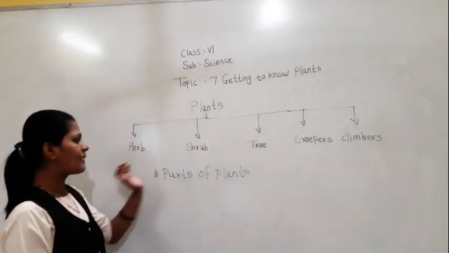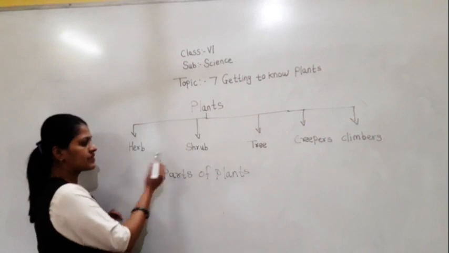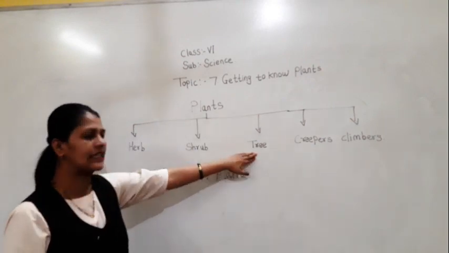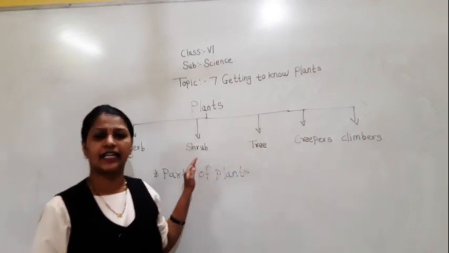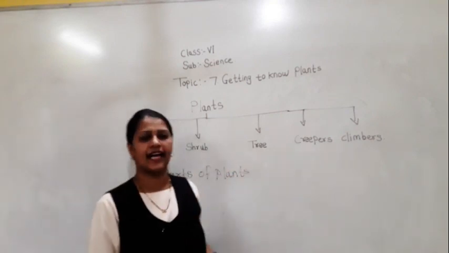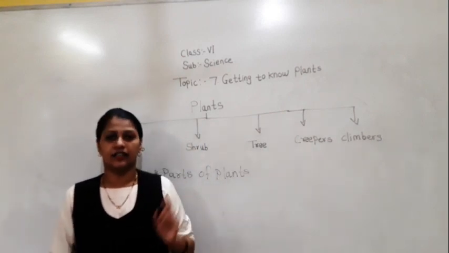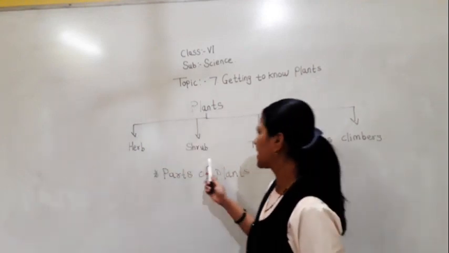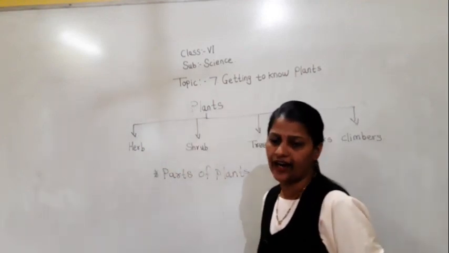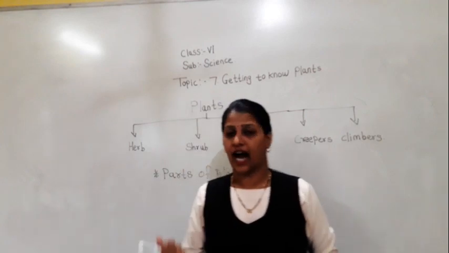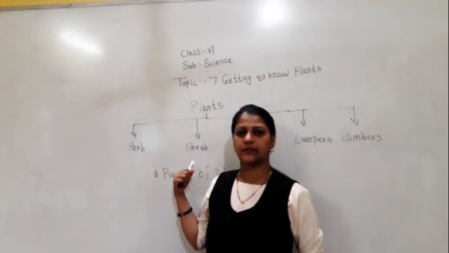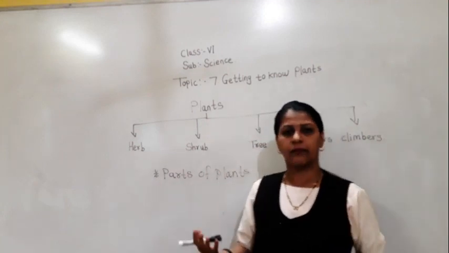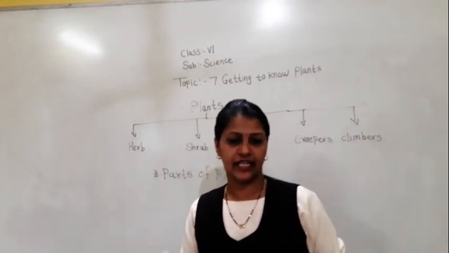Now let's discuss the shrub. Shrubs are greater than herbs but smaller than trees. Here the stems are a little bit thick and hard. Here the leaves are brown in color. The structure of the leaves is brown, while in herbs it is green. The shrub has brown colored leaves.